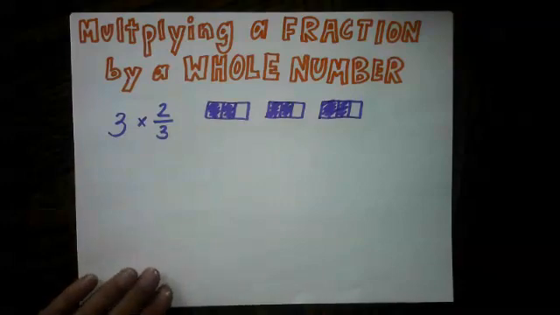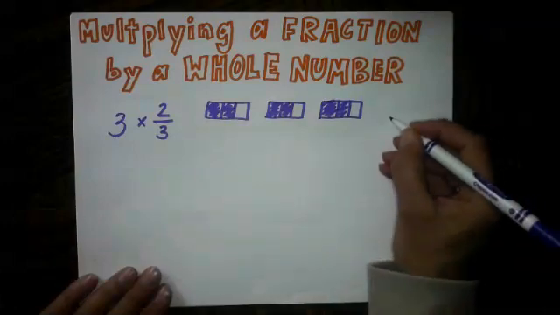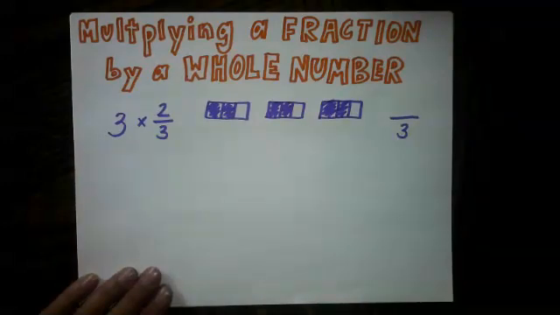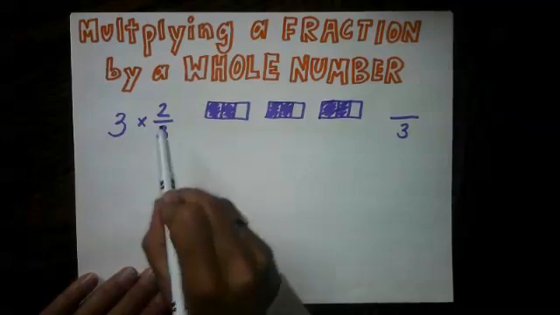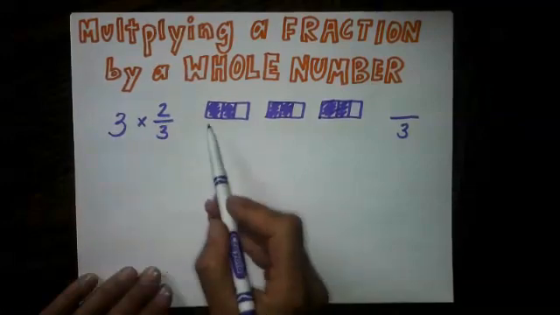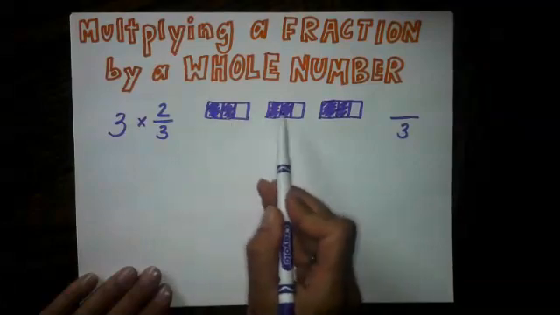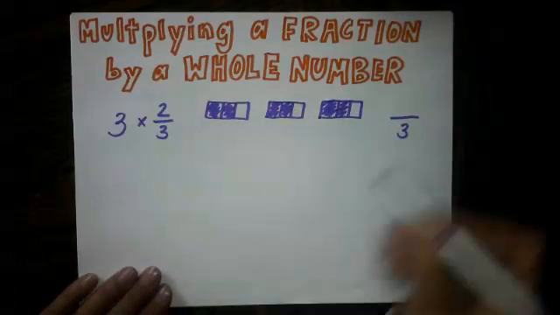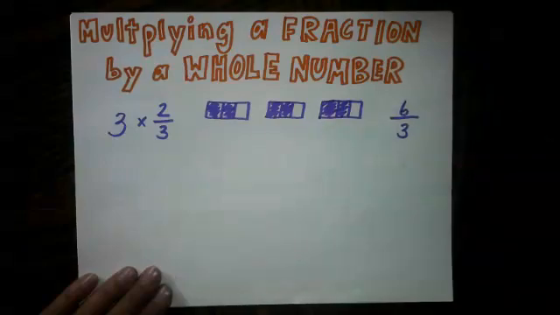When we multiply like this, we keep our denominator the same. So I know my answer is still going to have a 3 on the bottom for thirds. Now I'm going to count out how many parts I have to figure out my numerator. 1, 2, 3, 4, 5, 6. So my answer is 6/3.